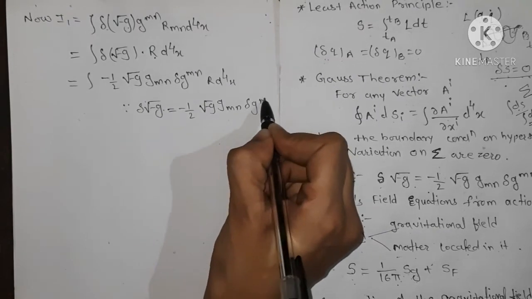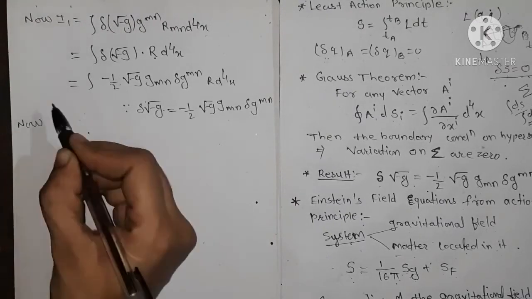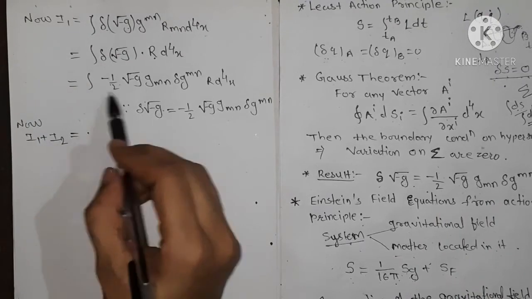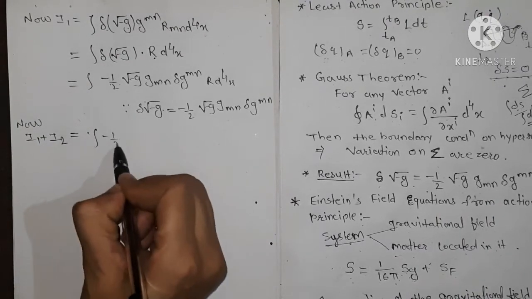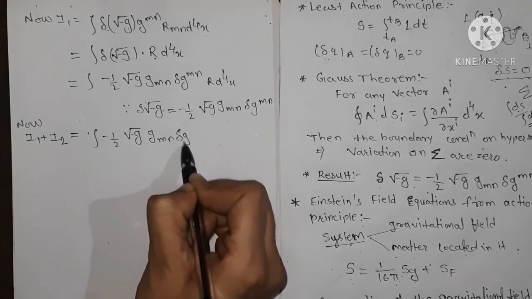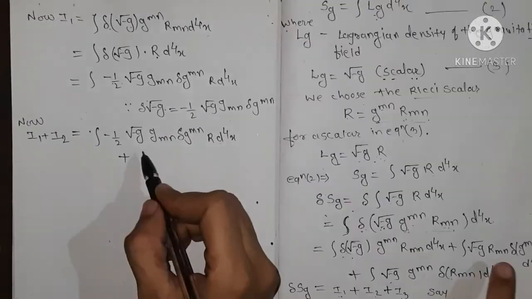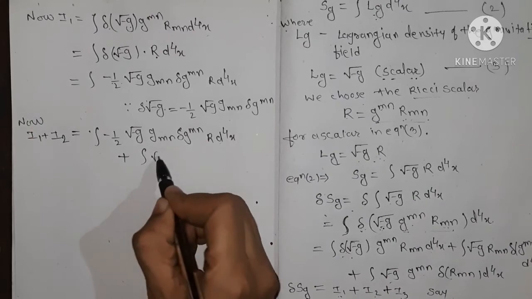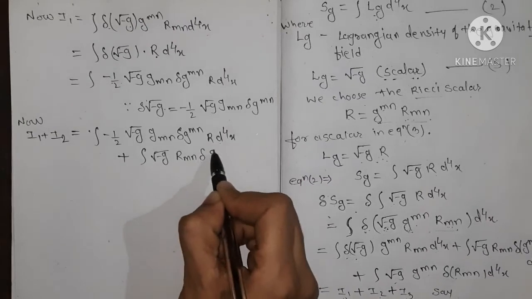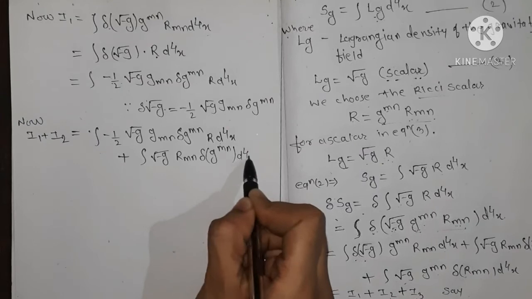Now we take the sum, that is I1 plus I2. So I1 is here, this one, the integral of minus half under root of minus g, g_mn delta of g upper suffix mn R d4x, plus I2, which is nothing but the integral of under root of minus g R_mn delta of g^mn d4x.